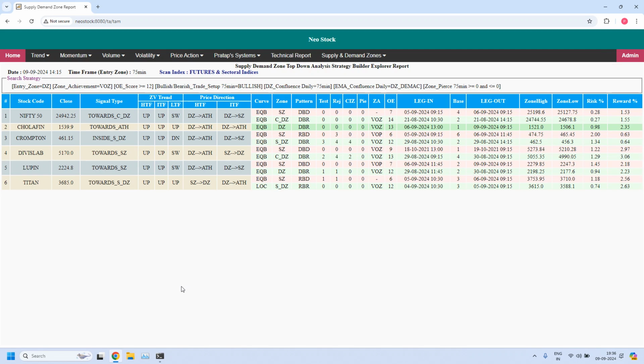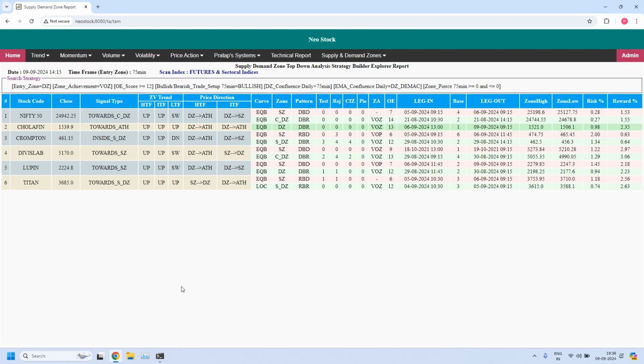So 6 stocks are filtered. All these 6 stocks have daily EMA confluence. 75 is part of the daily zone, and they are also supporting a bullish trade setup. That is the entry time frame, 75 minutes. Next we will look for LTF, ITF, HTF confluence.